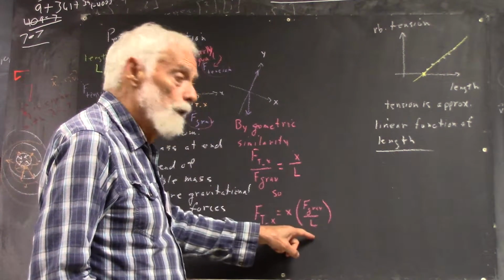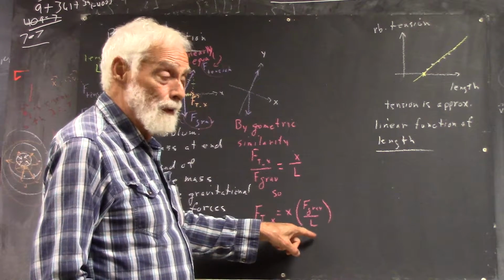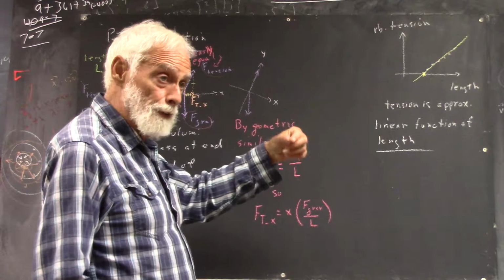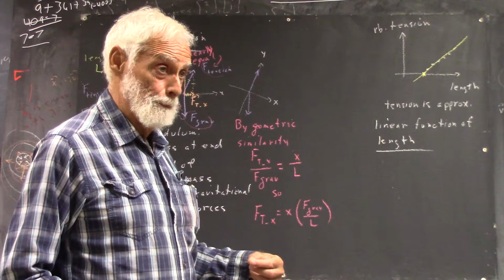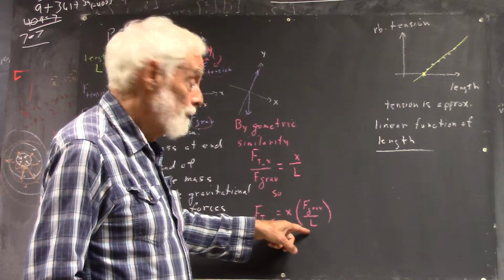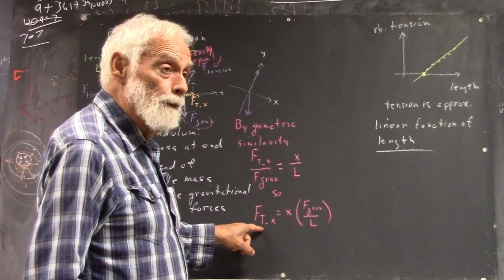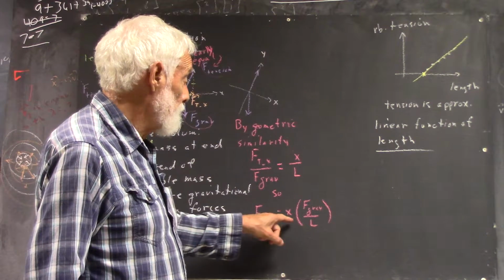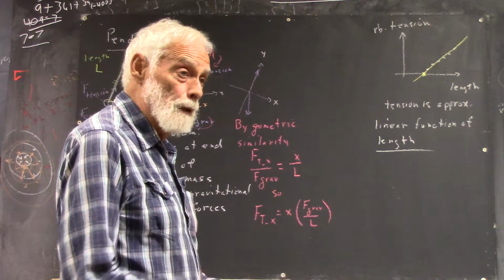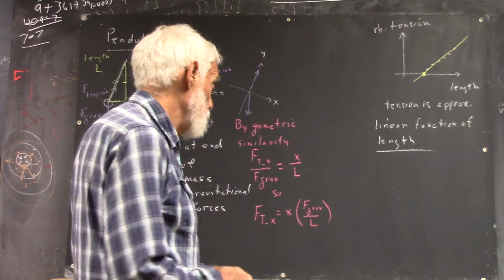And F grav over L, the length of this thing doesn't change. The force exerted on the mass of the pendulum by gravity doesn't change. So these two don't change. This means that F_t(x) is just some multiple of x, and that multiple doesn't change. It's a constant multiple of x.